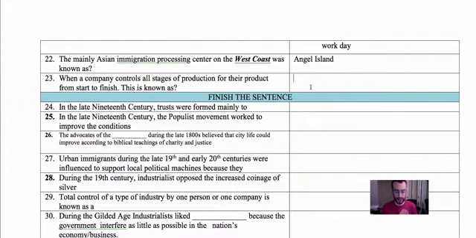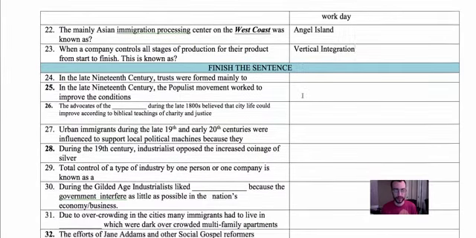Number 23, when a company controls all stages of production for their product from start to finish, that is known as which integration? That's going to be vertical. Vertical integration. Let's get rid of that T.